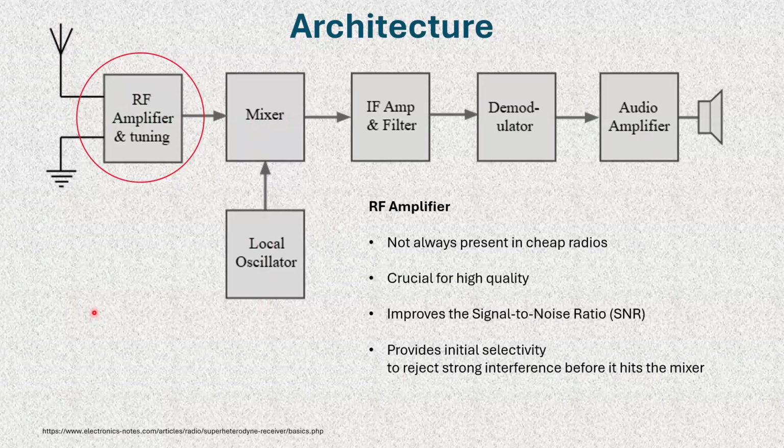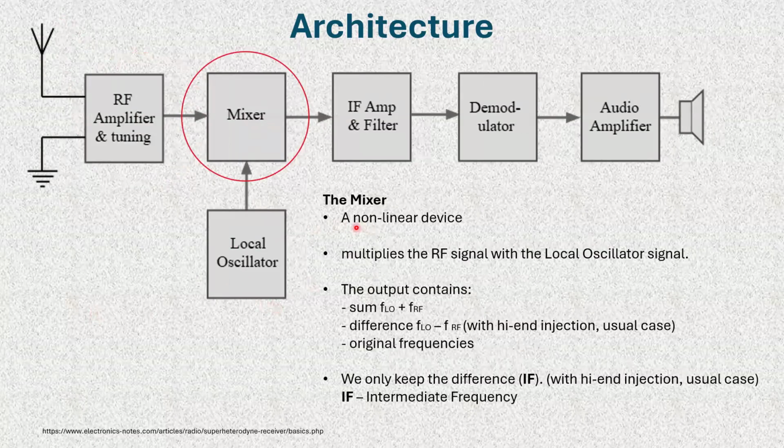And here's the local oscillator. Here's the mixer, a nonlinear device. Remember, nonlinear devices produce sidebands. Okay? It multiplies the RF signal with the local oscillator signal. So we have a frequency that's coming in. Over here, there's some sort of mysterious frequency that's coming in to produce something else that this one wants to see.